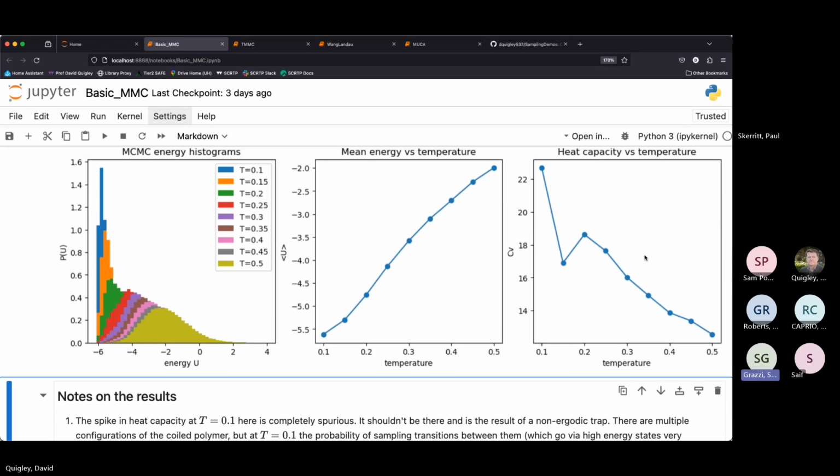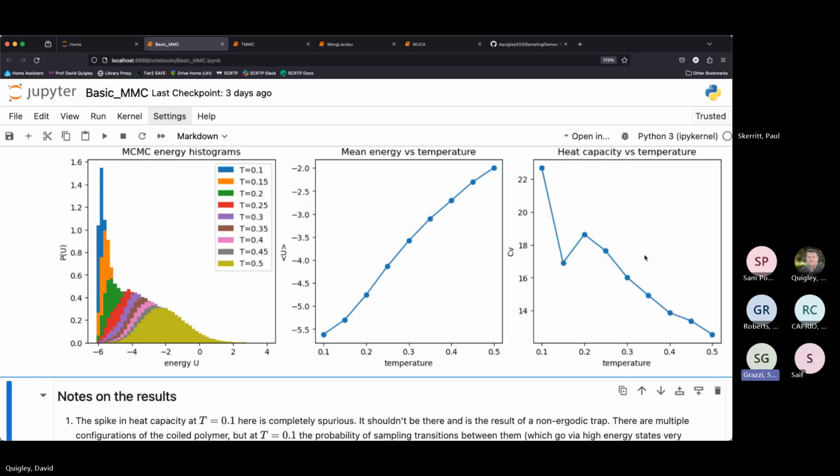And something's gone wrong here. So there is a peak in the heat capacity, which is indicating to me there's some transition from this, what did I call it, a coil to the globule as I increase temperature. This is nonsense. That shouldn't be there. Something's gone wrong. And that's a result of this pathology.